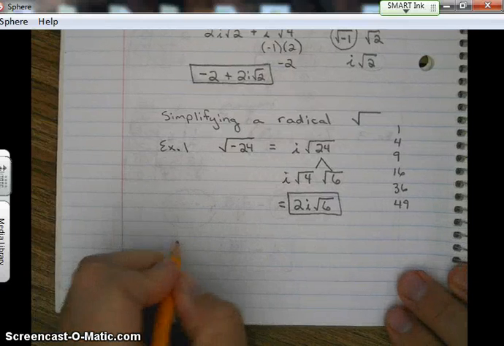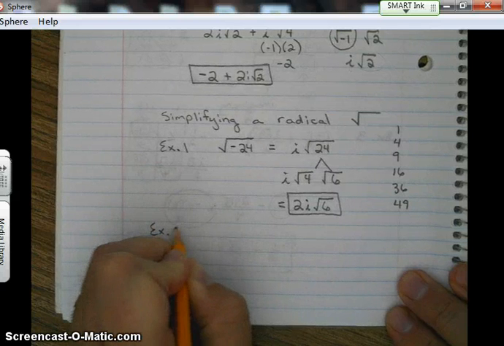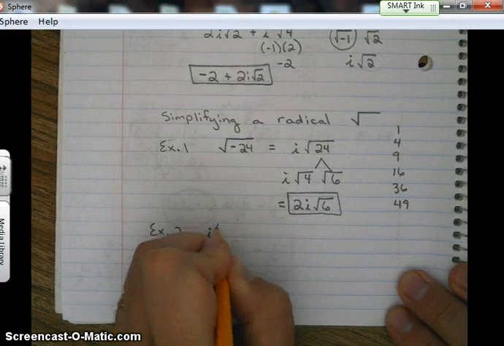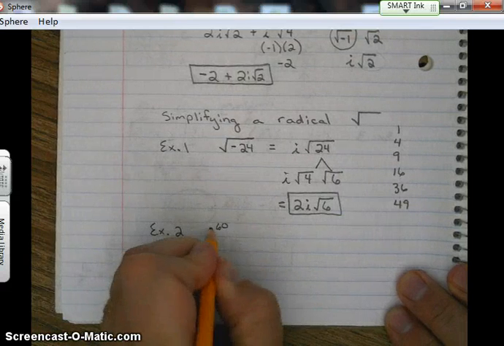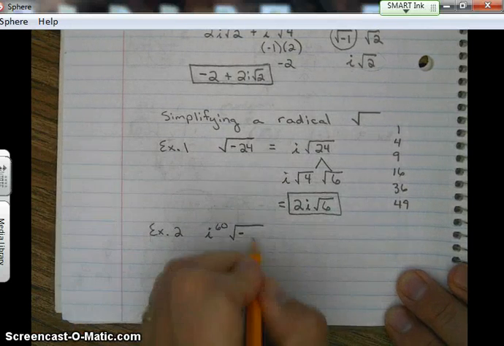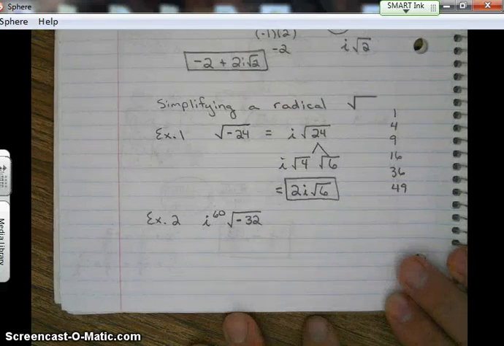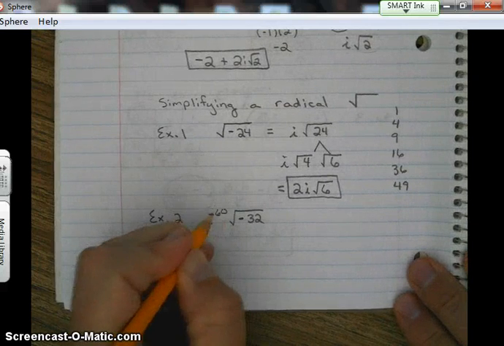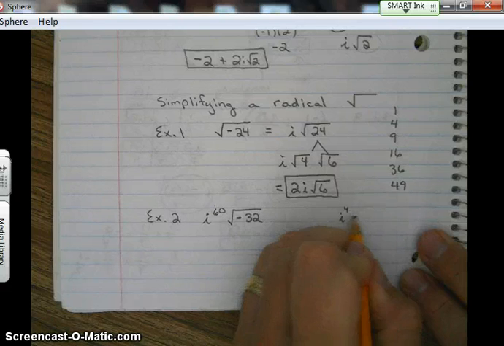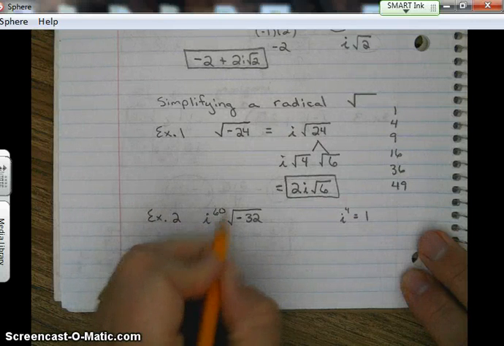Now, what happens if we have, let's do another example. Let's say we have i raised to the 60th power. Yeah, that's huge, right? And we're multiplying that times the square root of negative 32. Okay? So what we know is that i to the 4th power is equal to 1. So what you should do is see how many i to the 4ths there are in i to the 60th.